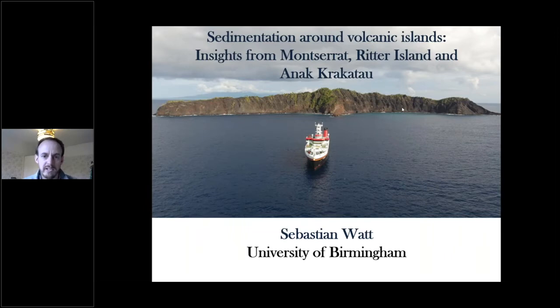In this picture here, we have a German research ship, and I was on this research vessel at the time, and we were surveying the Ritter flank collapse. In the background there, you can see the remnants of Ritter Island, and I'll go on to talk about that in a few slides' time.